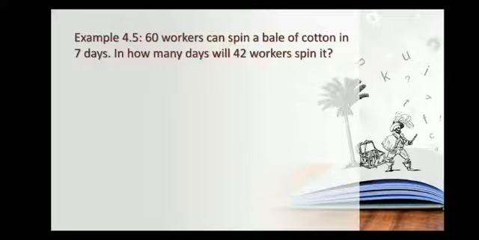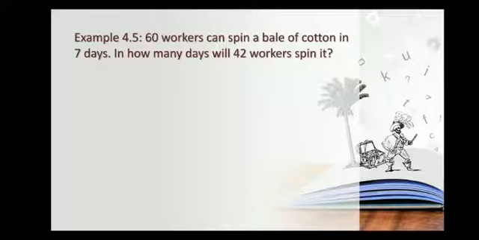So they are spinning the bale of cotton. Okay, 60 workers can do that in 7 days. If the same work is done by 42 workers, how many days will they take to spin a bale of cotton? Okay, so here when the number of workers increased, the number of days will decrease, right? So when more people are doing the same work, the number of days to complete that work will decrease. So here the quantities are in inverse proportion.